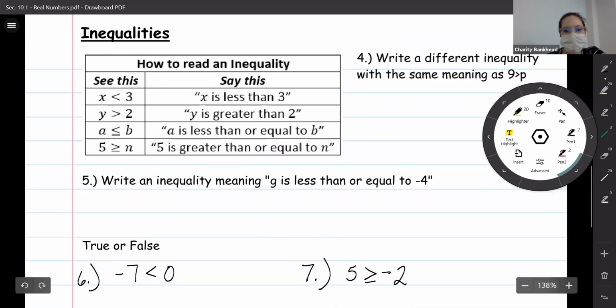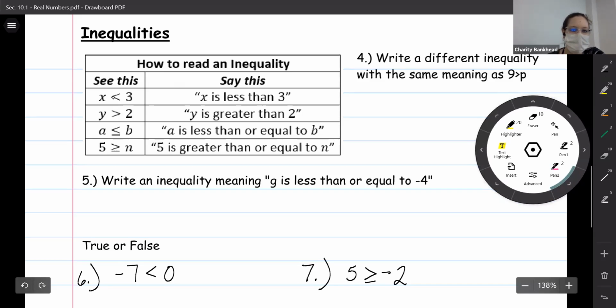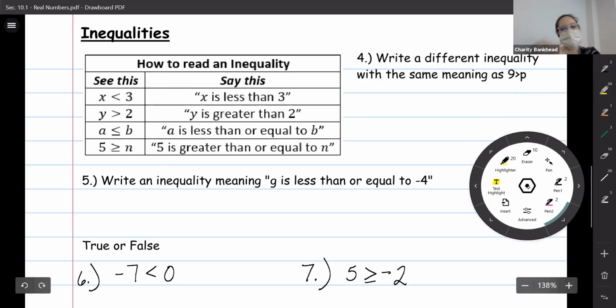So this is just a little review of inequalities, making sure that you understand the inequality symbols and how to read them. So x, for example, x is less than 3, y is greater than 2. If it has the underlining underneath it, that means or equal to, so that would be a is less than or equal to b, 5 is greater than or equal to n. So number 4 says, write a different inequality with the same meaning as 9 is greater than p. So 9 is greater than p is the same thing as just flip it around and say p is less than 9.